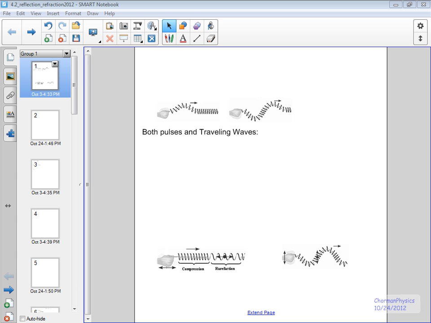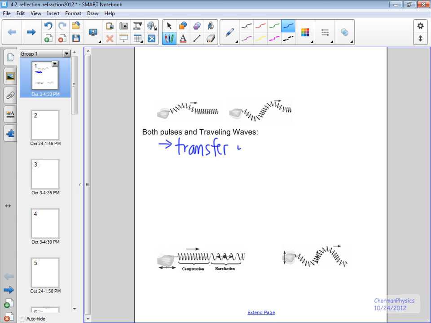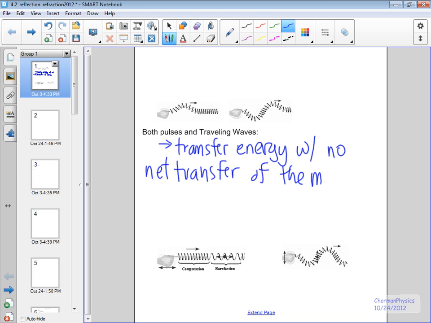So with this pulse, which is a single oscillation, and the traveling wave, which is multiple oscillations, both of these end up transferring energy with no net transfer, I should say, of the medium. So what's happening here, this medium, is the substance through which the wave travels.